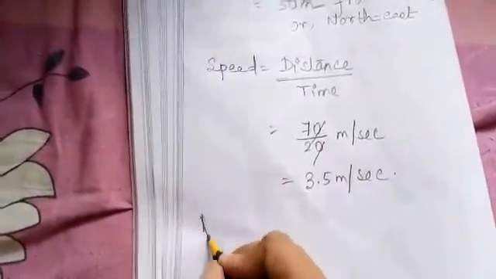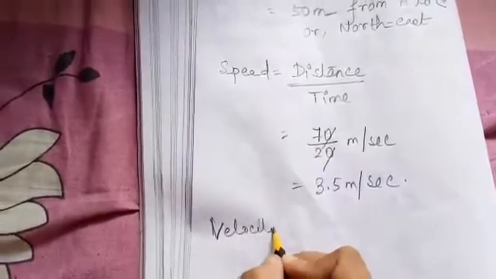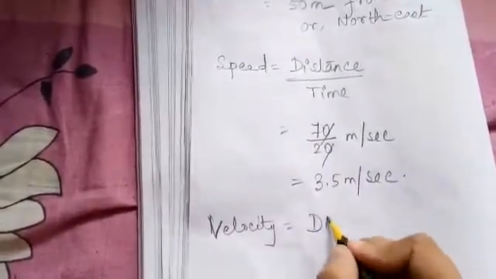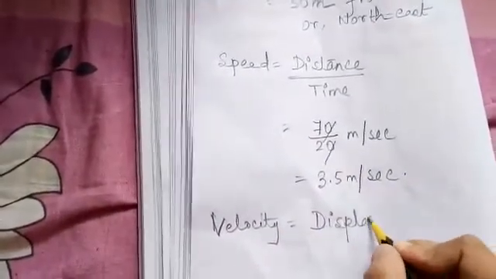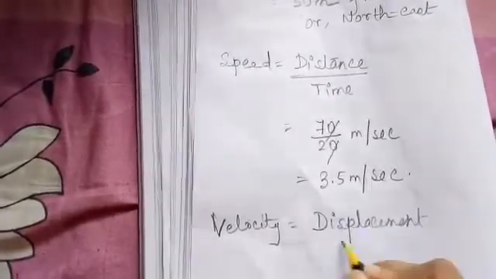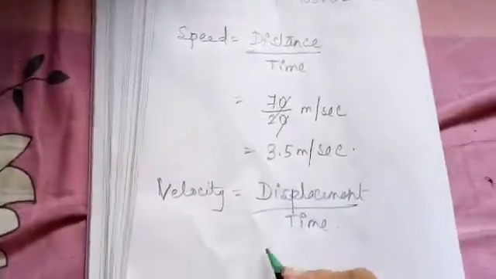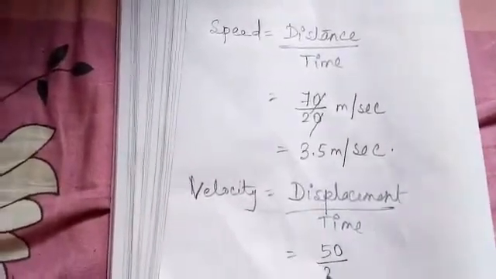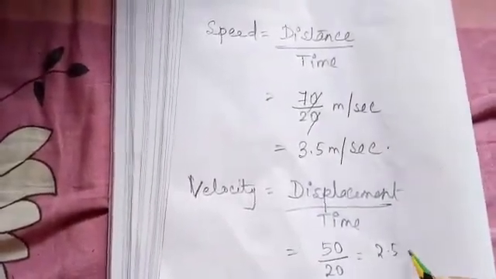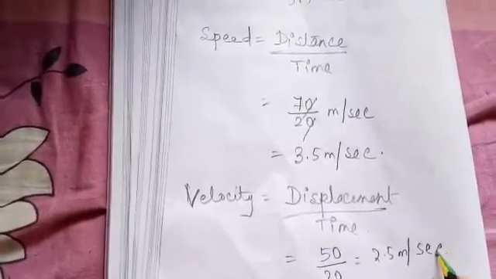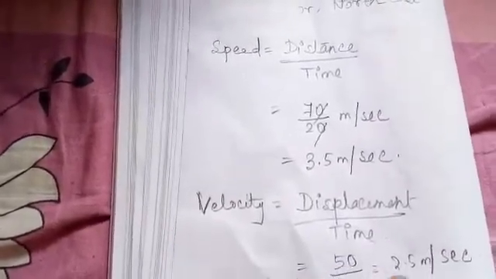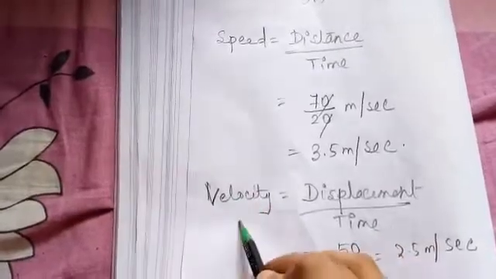And now I am coming to the velocity. What is the formula of velocity? Velocity is displacement divided by time. What is the displacement? Displacement is 50 meter. So 50 divided by 20, it is 2.5 meter per second, and velocity has a direction, because velocity is a vector quantity.